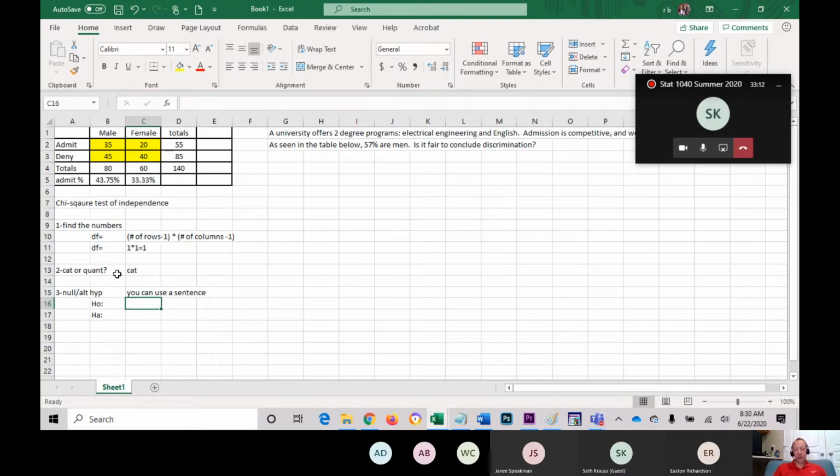Now, the short thing is we're going to say independence and not independence. However, if you put independence and not independence, you will only get partial credit because you need to put the variables. So the variables in this case would be admit rate is independent of gender, and then admit rate is not independent of gender.